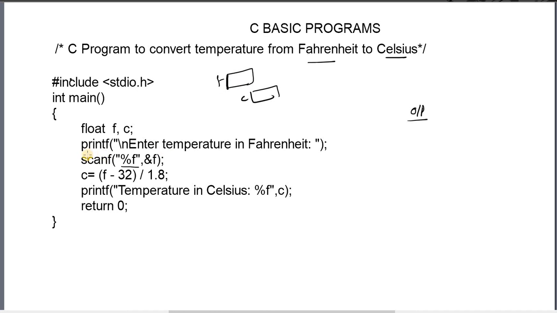This printf is an output function. It prints a message on the screen, the same message which is given here. \n is there; we use \n for a new line. The printf takes a new line first and prints this message. When we run this program, first we will get this message: Enter temperature in Fahrenheit. Colon. Here the colon is also there, so printf prints the colon also.